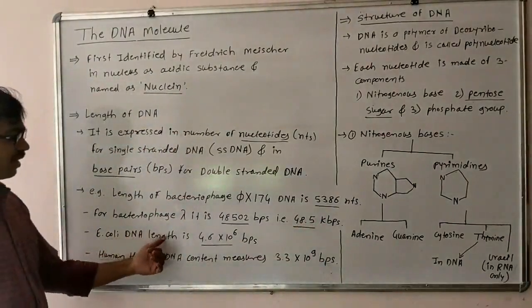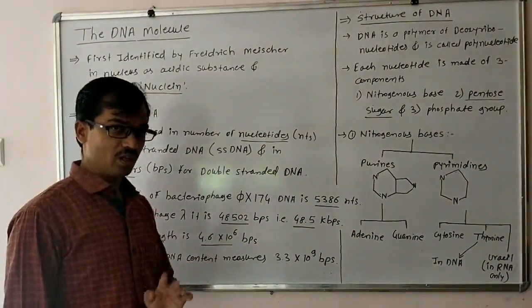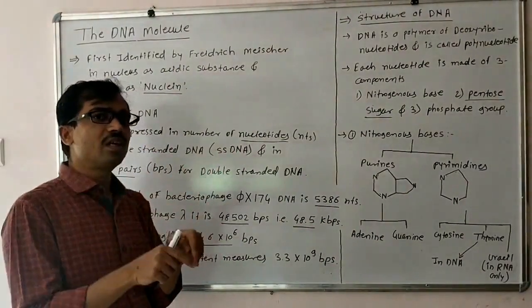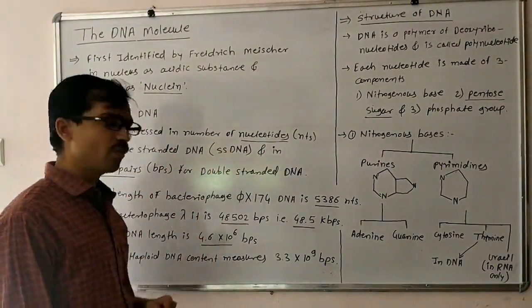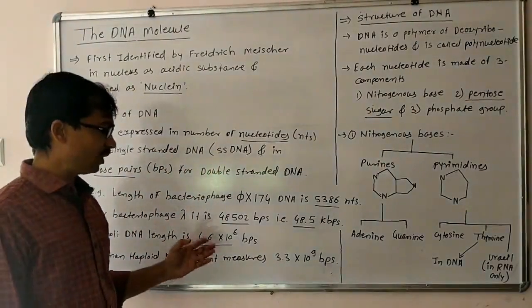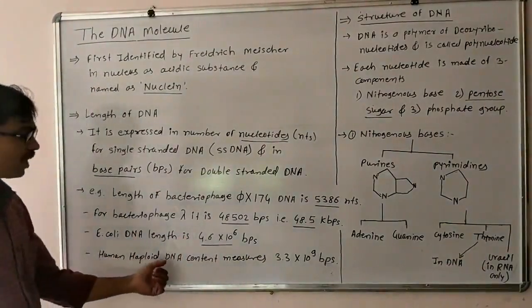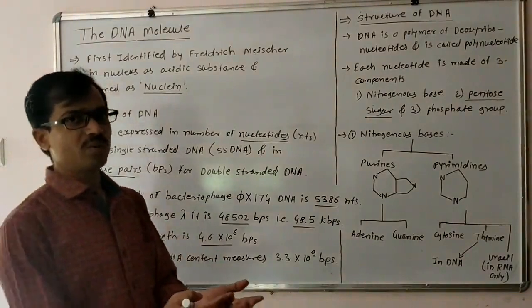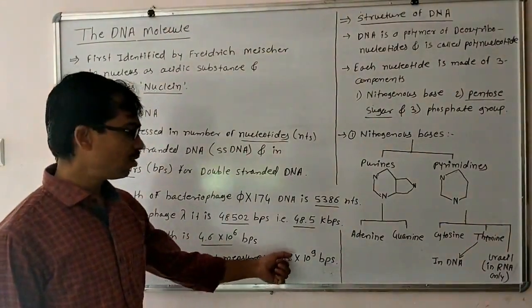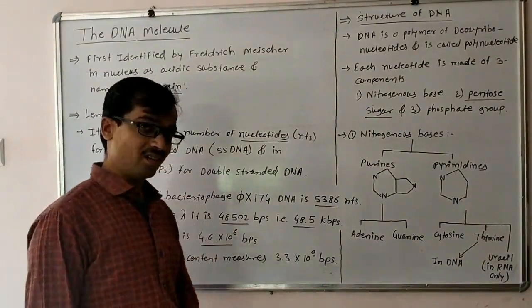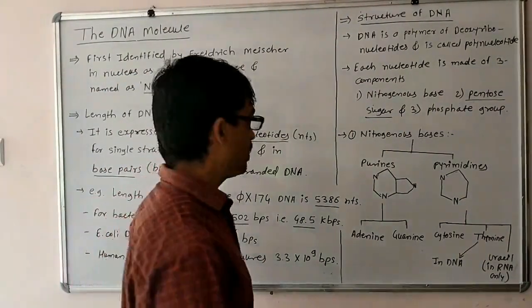E. coli DNA length is 4.6 into 10 raised to 6 base pairs. E. coli has a single double-stranded circular DNA as its chromosome, and the chromosome contains 4.6 into 10 raised to 6, that is 4.6 million base pairs. And the human haploid DNA content, which is made up of 23 chromosomes, has 3.3 into 10 raised to 9 base pairs as its length. That means 3.3 billion base pairs.